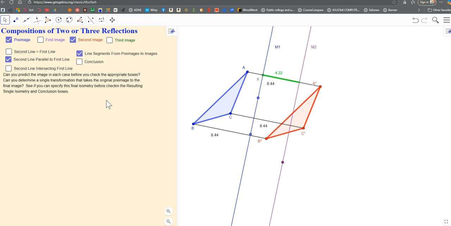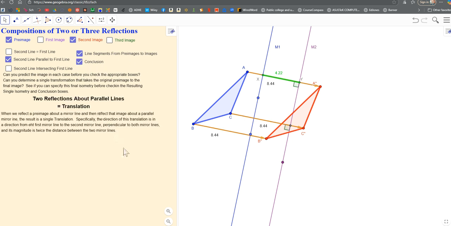The easiest way to find out that it's a translation is to connect up pre-image to image points. Notice that in this case, all of the line segments are parallel and the same length. So the conclusion is that you get a translation. The vector that connects pre-image point to image point is this line segment with the arrow on the correct end. Notice those are all parallel and the same length, so they are the same vector. It is a translation. Now, how far is it translated and how does it compare to the mirror lines?